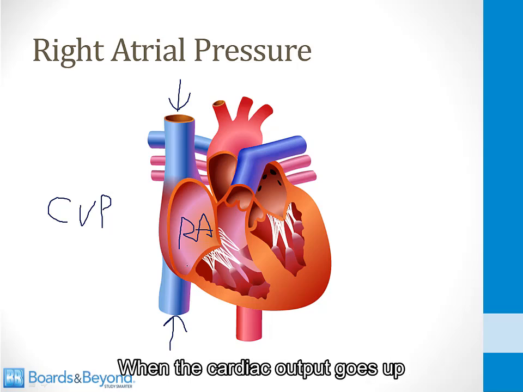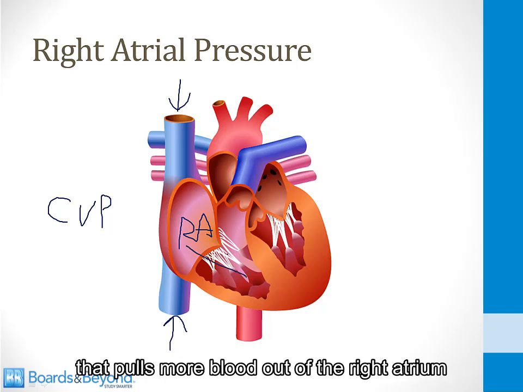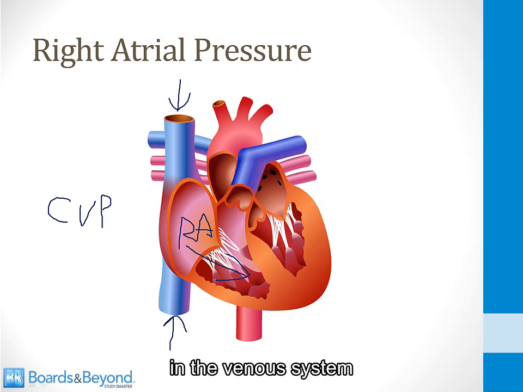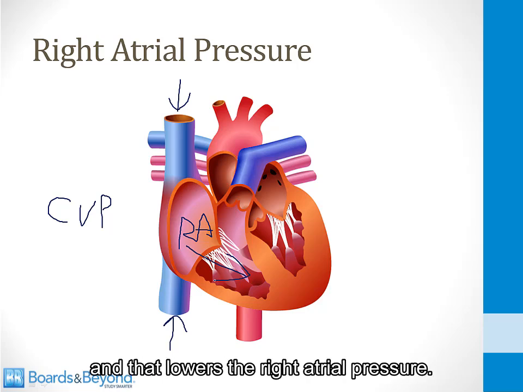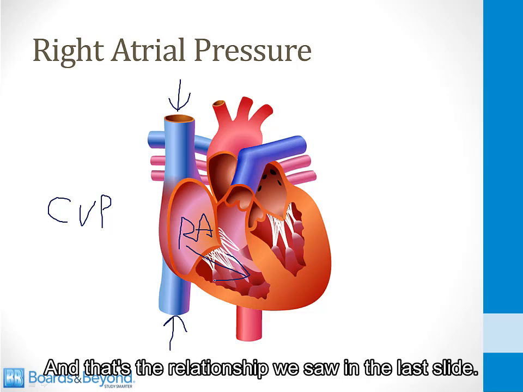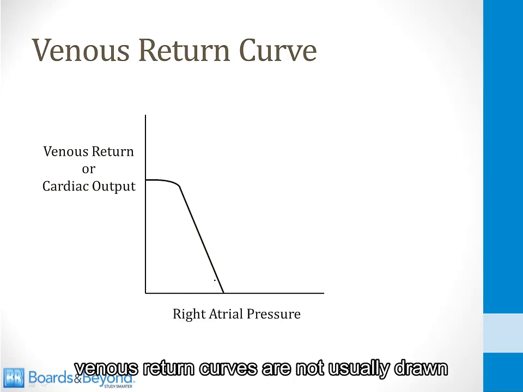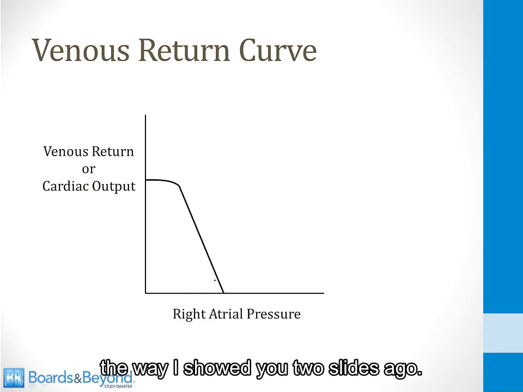When the cardiac output goes up and the ventricles begin pumping more blood, that pulls more blood out of the right atrium in the venous system, and that lowers the right atrial pressure. For this reason, when venous return or cardiac output rises, right atrial pressure falls, and that's the relationship we saw in the last slide. For reasons that I'll explain in a minute, venous return curves are not usually drawn the way I showed you 2 slides ago.